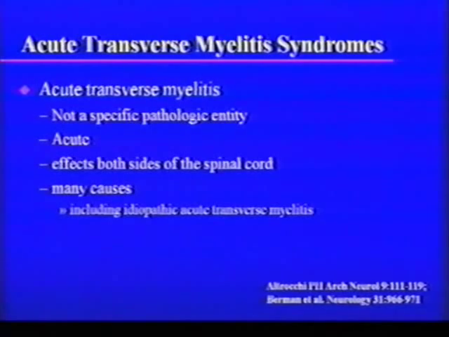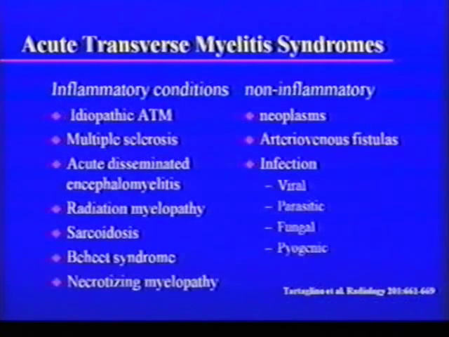So acute transverse myelitis, my definition, is not a specific pathologic entity. It's acute in onset. It affects both sides of the spinal cord. And there's many causes, including idiopathic acute transverse myelitis, and this is largely based on Berman's paper in Neurology. Now, as you can see, these are all of the conditions. Well, actually, it's just a smattering of the conditions that are associated with it. It's in your handout. I won't go through them all. Idiopathic acute transverse myelitis, multiple sclerosis, radiation myelopathy, neoplasms, arteriovenous fistulas, and infections.